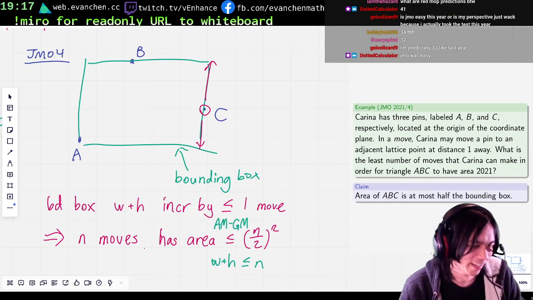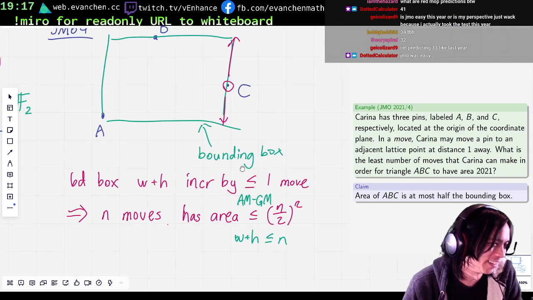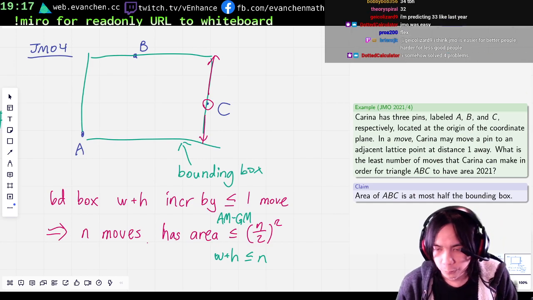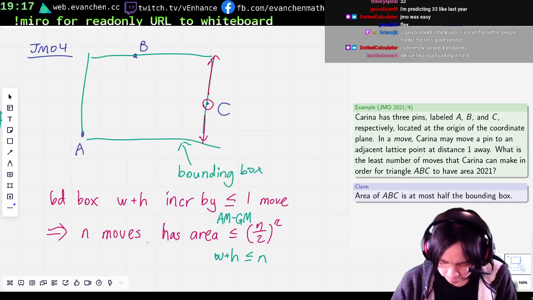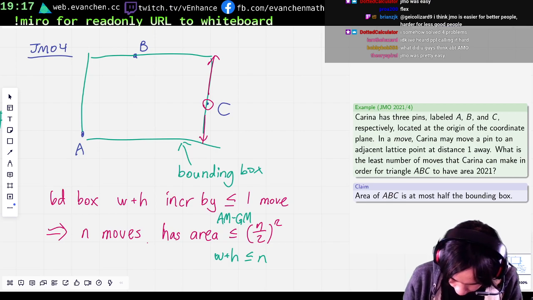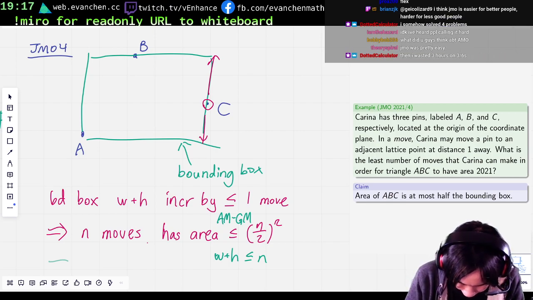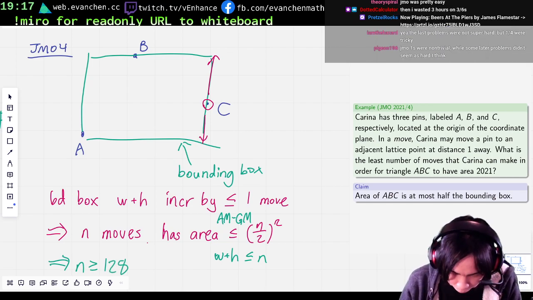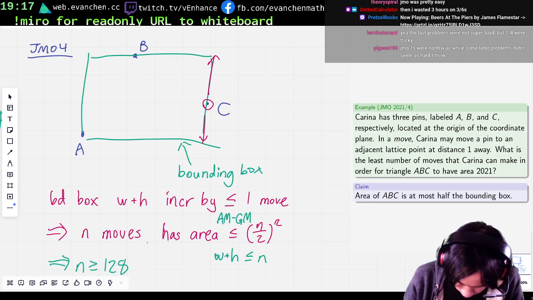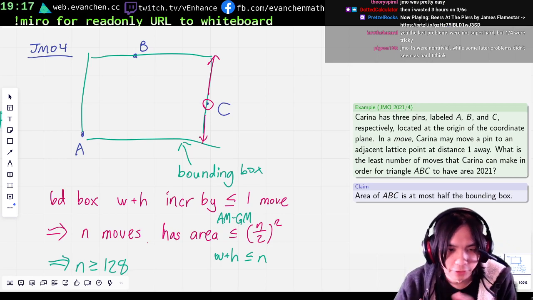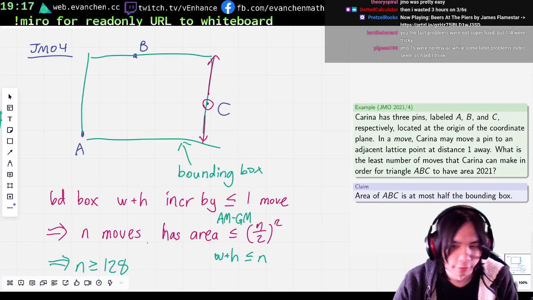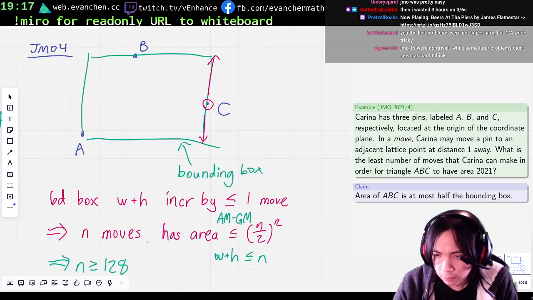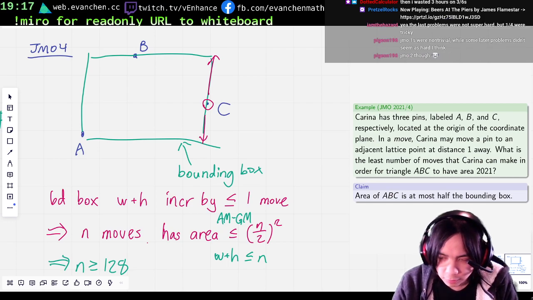Moving pins, yes. This is a moving pins problem. Okay, so this will immediately imply that n is at least 128. Because if n is 127 or less, the bounding box won't be big enough. Okay, so that's the lower bound.